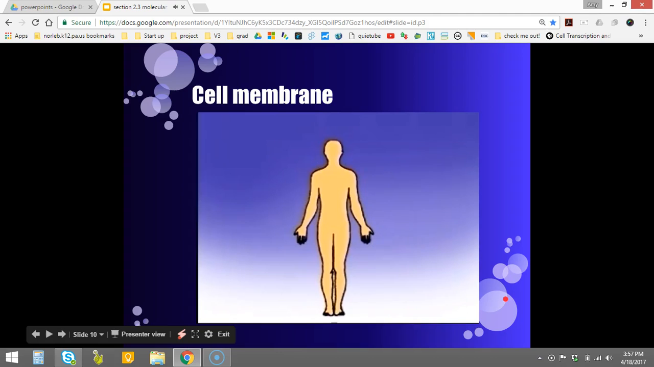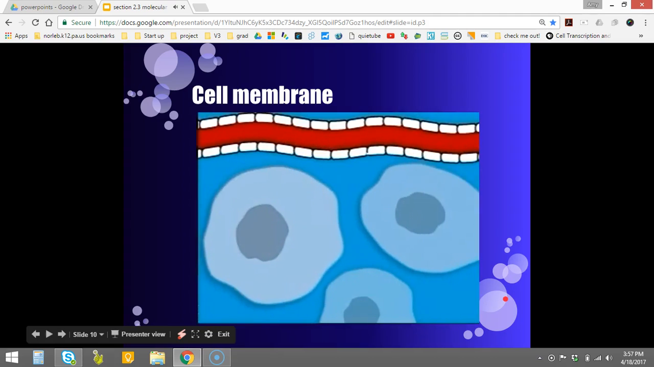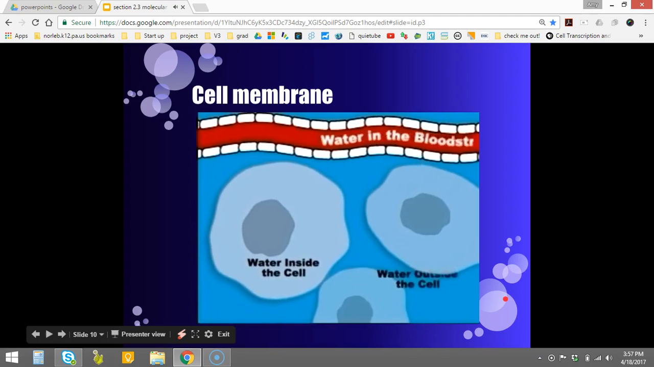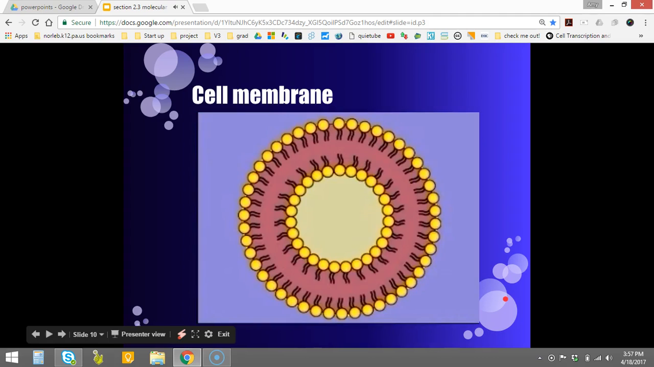Our bodies are made up of approximately 60% water and trillions of cells. The water can be found inside the cells, outside the cells, and in the bloodstream. The location of water and the phospholipid hydrophilic and hydrophobic ends enable the membrane to form a bilayer of lipids.